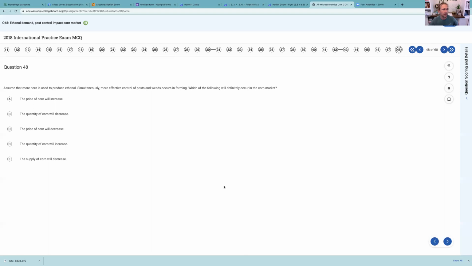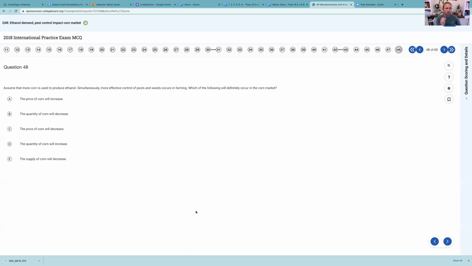48. Assume more corn is used to produce ethanol. Simultaneously, more effective control of pests and weeds occurs in farming. Which outcome will definitely occur in the corn market? This is a double shifter question, right? More corn is used to produce ethanol. That's an increase in the demand for corn. If you increase the demand for corn, the result is an increase in the price and an increase in the quantity.